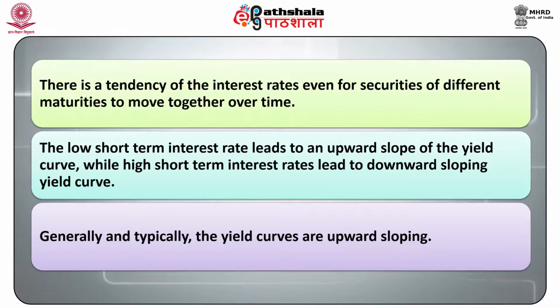These theories enlightened about three facts of the yield curve. That is, first, there is a tendency of the interest rates, even for securities of different maturities, to move together over time. Second, low short-term interest rates lead to an upward slope of the yield curve, while high short-term interest rates lead to a downward sloping yield curve. Third, generally and typically, the yield curves are upward sloping.